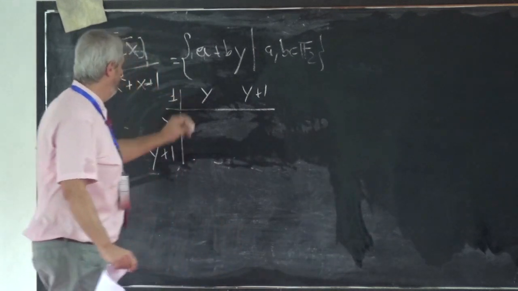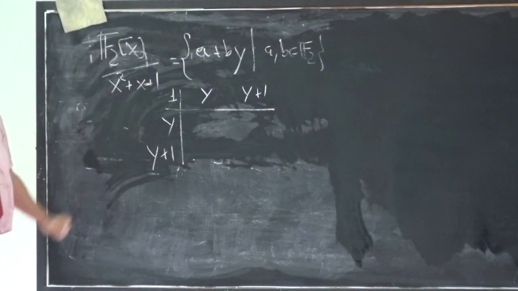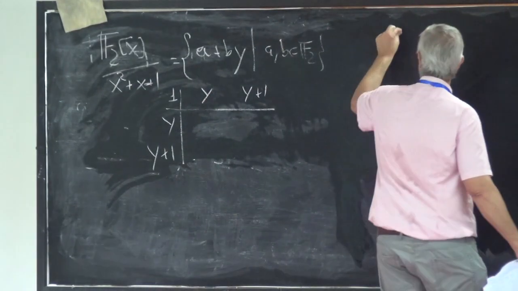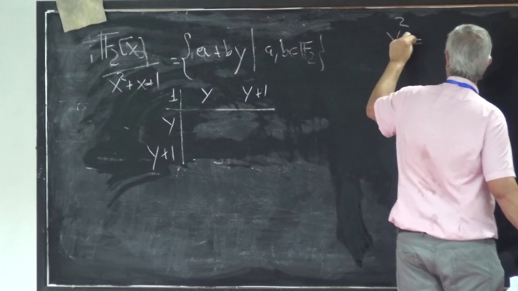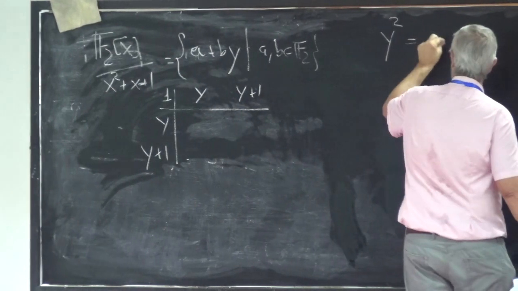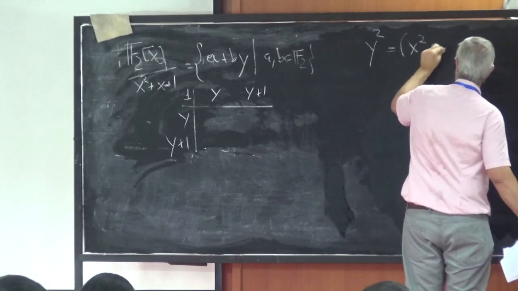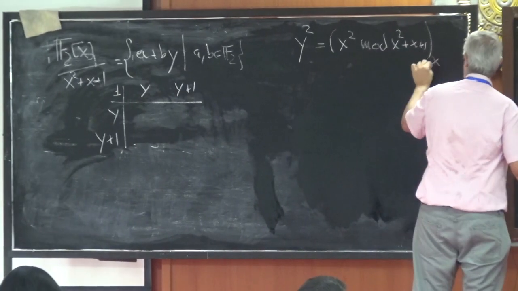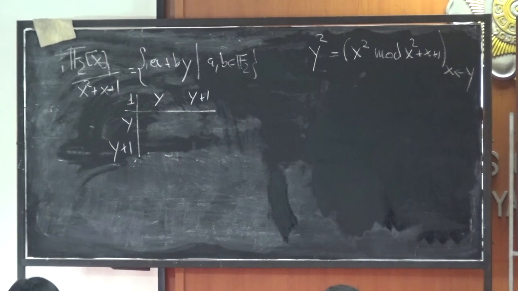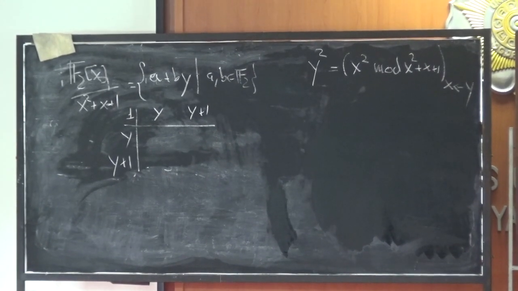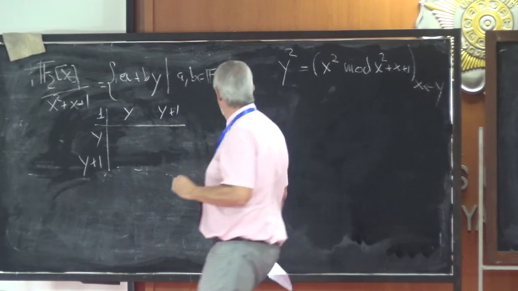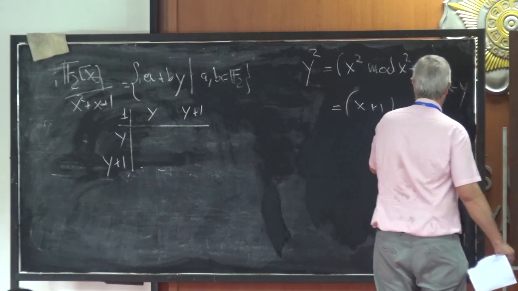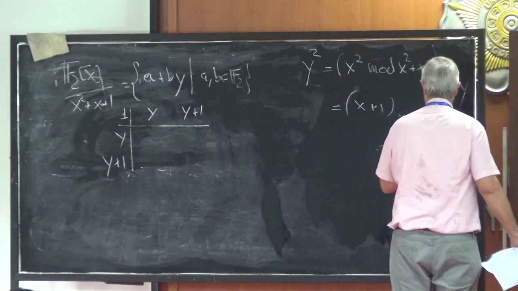So y squared, what is it equal to? In order to compute y squared, I take the polynomial x squared, I do it modulo x squared plus x plus 1, and then I substitute x with y. This is the rule. When I do x squared modulo x squared plus x plus 1, remember 1 is equal to minus 1, this is equal to x plus 1, where I replace x with y. So this is y plus 1.